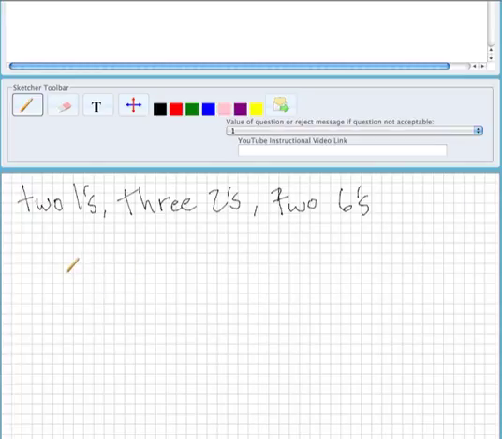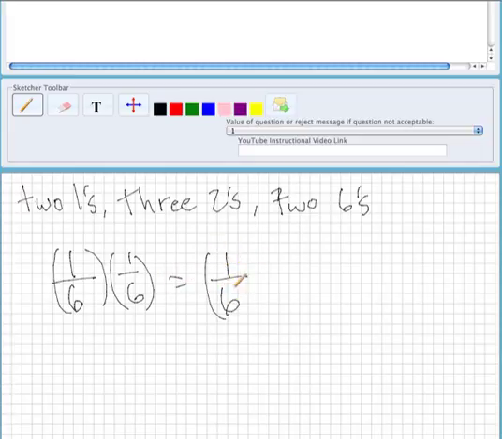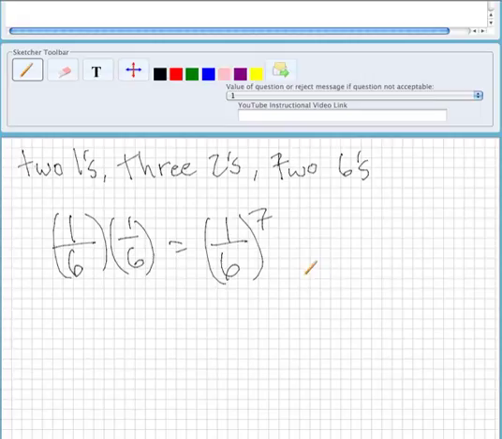So first we need to figure out what the total number of outcomes is. If we roll a die 7 times, how many different outcomes are there? It's going to be 1/6 for each thing that can happen each time, so it's going to be 1/6 times 1/6 times 1/6, equal to 1/6 to the 7th. That's the probability of one thing happening. The total number of outcomes is going to be 6 to the 7th.